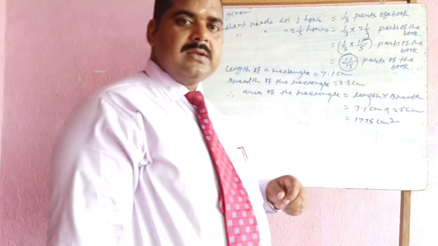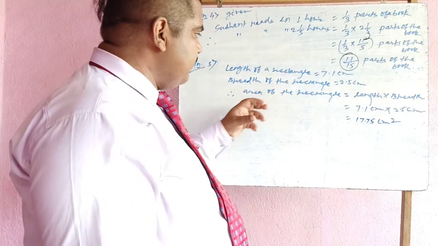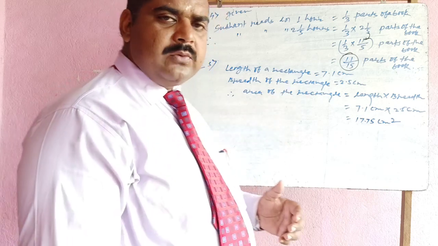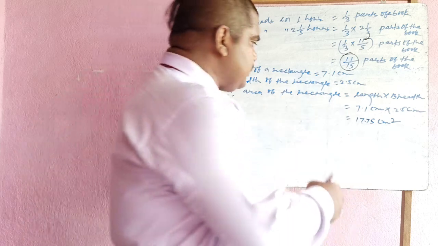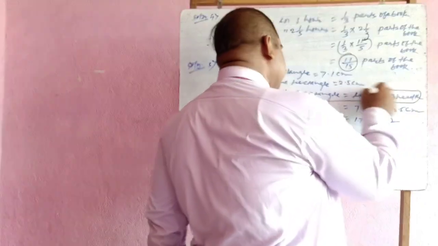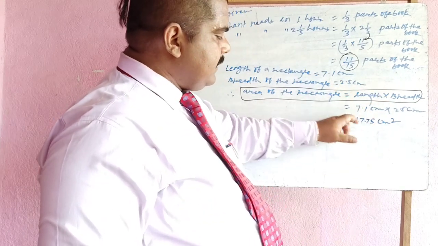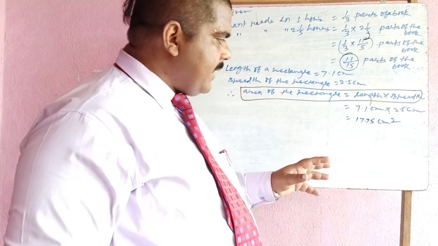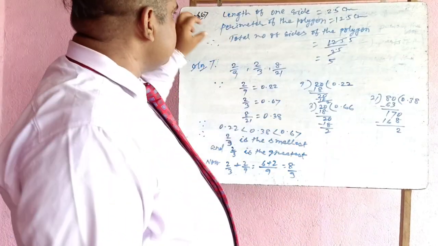Question number 5 is related to mensuration. It is given that the length of a rectangle is 7.1 centimeter and the breadth is 2.5 centimeter, and you need to calculate the area of the rectangle. You know very well that area of the rectangle is equal to length into breadth. You have to memorize this formula. It is a very useful formula, and by putting the values, length 7.1 centimeter and breadth 2.5 centimeter, the final result is 17.75 centimeter square.